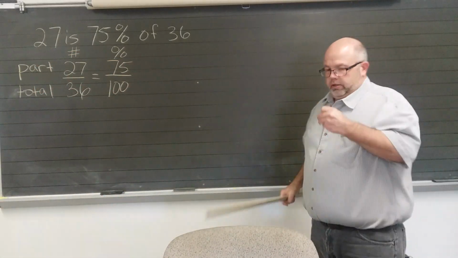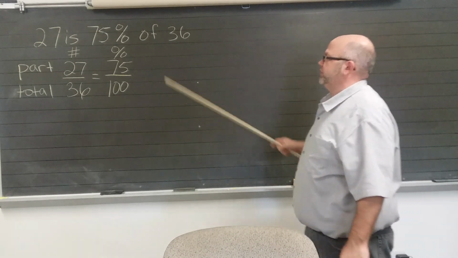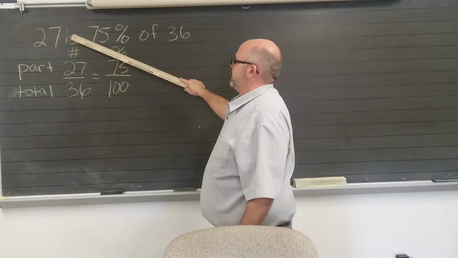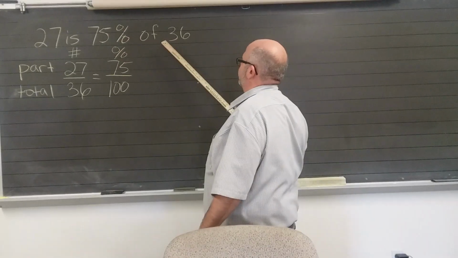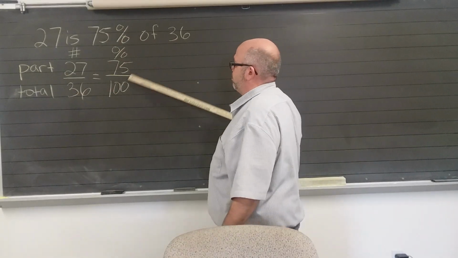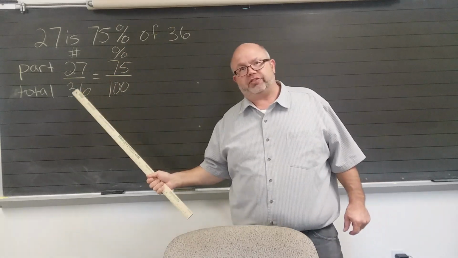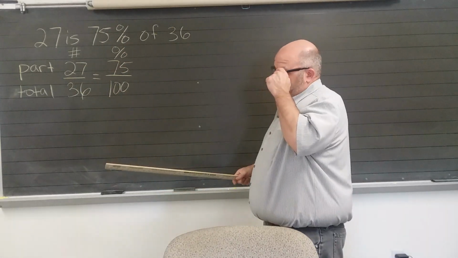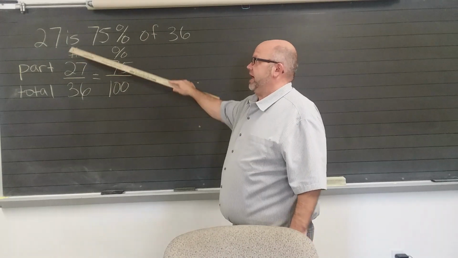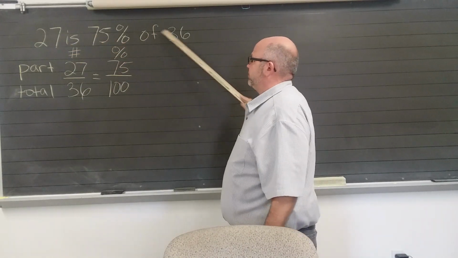So get familiar with this language. 27 is 75% of 36. And know what the proportion looks like. If you understand this language, then you can figure out any of these numbers if they are missing.